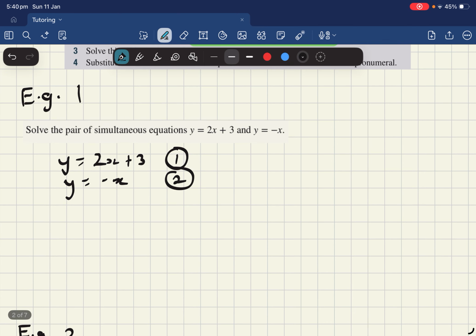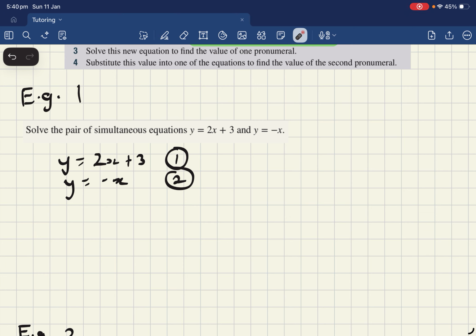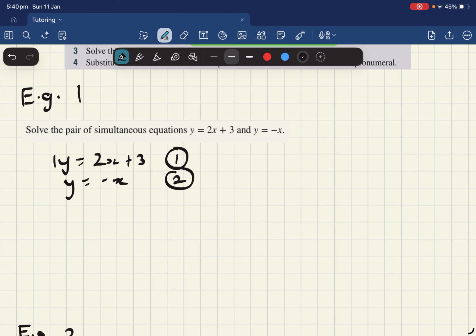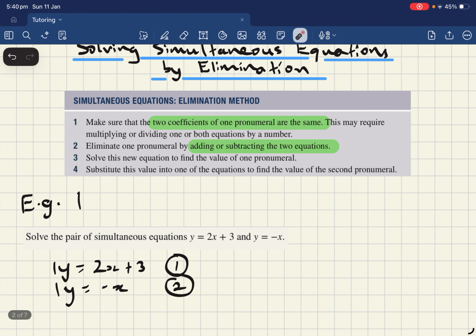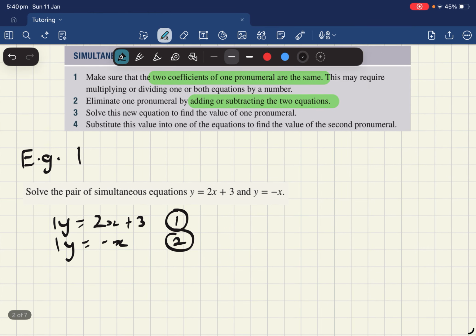Now, going straight into this first example, we are trying to eliminate one of the variables. Thinking back to algebra way back earlier in high school, we remembered that when we have just a pronumeral on its own, like y, the coefficient in front of it, we always think of as being 1. So anytime you see just the letter on its own, we assume it already has the same coefficient. So basically, we've fulfilled step 1. It has the same coefficient.